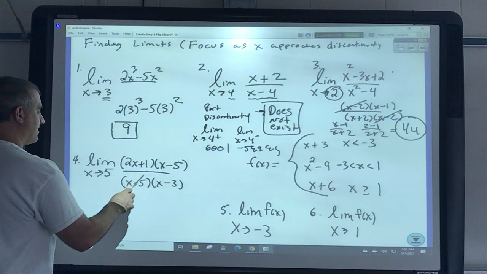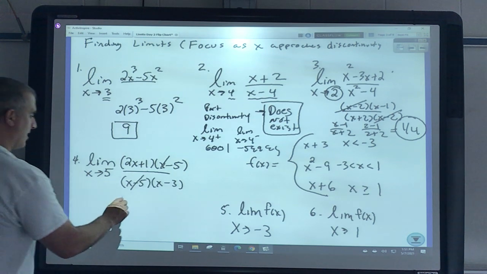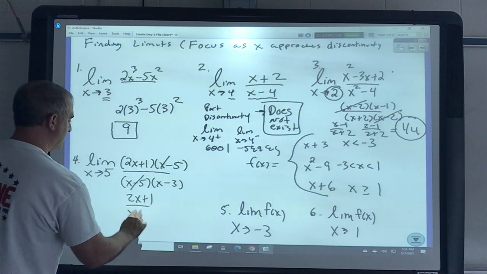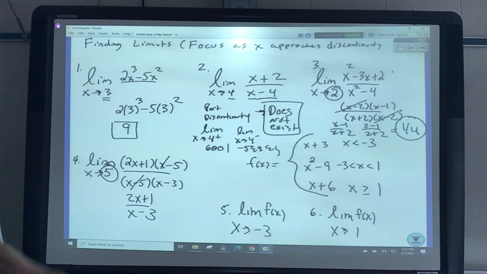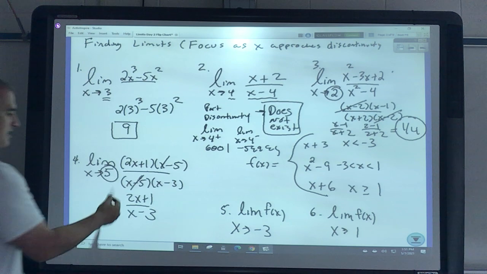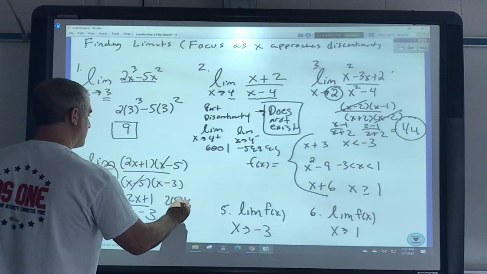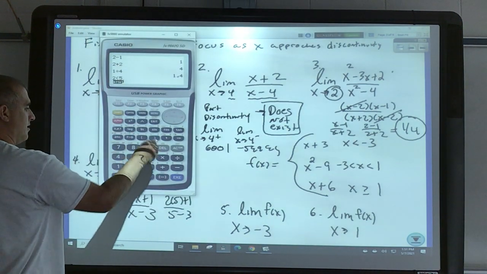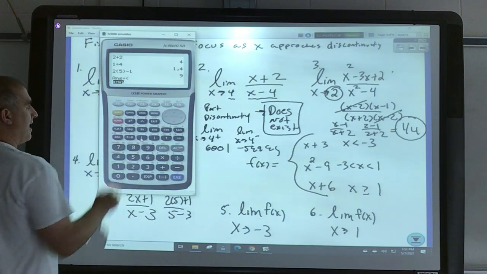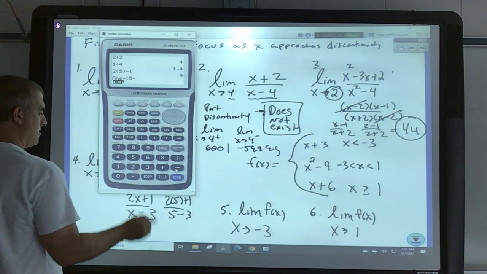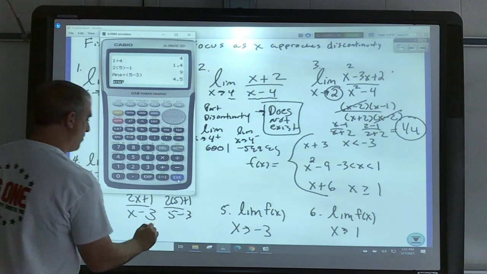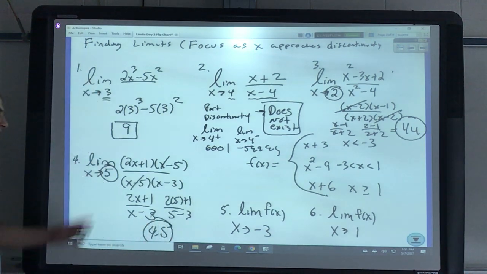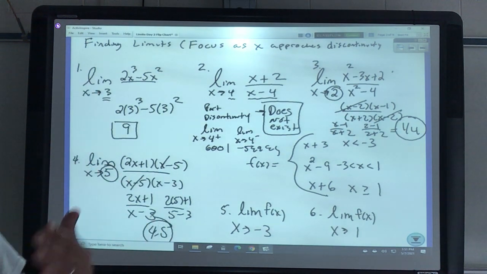Now let's look at this one. Once again, this factor eliminates, so what I have is 2x plus 1 over x minus 3. I'm doing it as x approaches 5, so once again it doesn't matter, because 5 is not part of the discontinuity. So all I would do is evaluate that: 2 times 5 minus 1 divided by 5 minus 3. That answer is 4.5. That's what the limit equals there. Once again, is there a hole in the graph? Yes. Is there still a limit? Yes. And that's what we're seeing graphically and analytically.